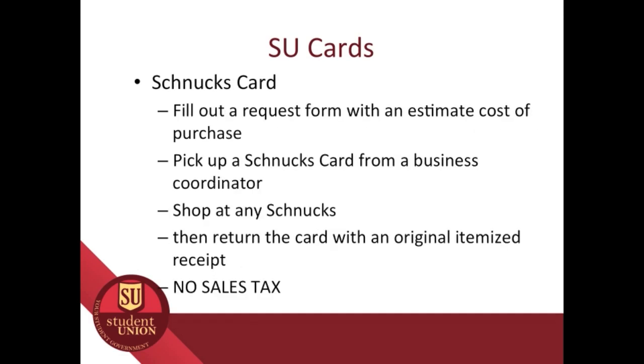A second form of credit arrangement we have is the Schnucks card. For this, you will need to, again, fill out the expense request form and submit it. Then print it out and bring it during business hours to a business coordinator in the SU office to pick up a Schnucks card. You can use the card at any Schnucks store. Do your shopping and present the card for payment.